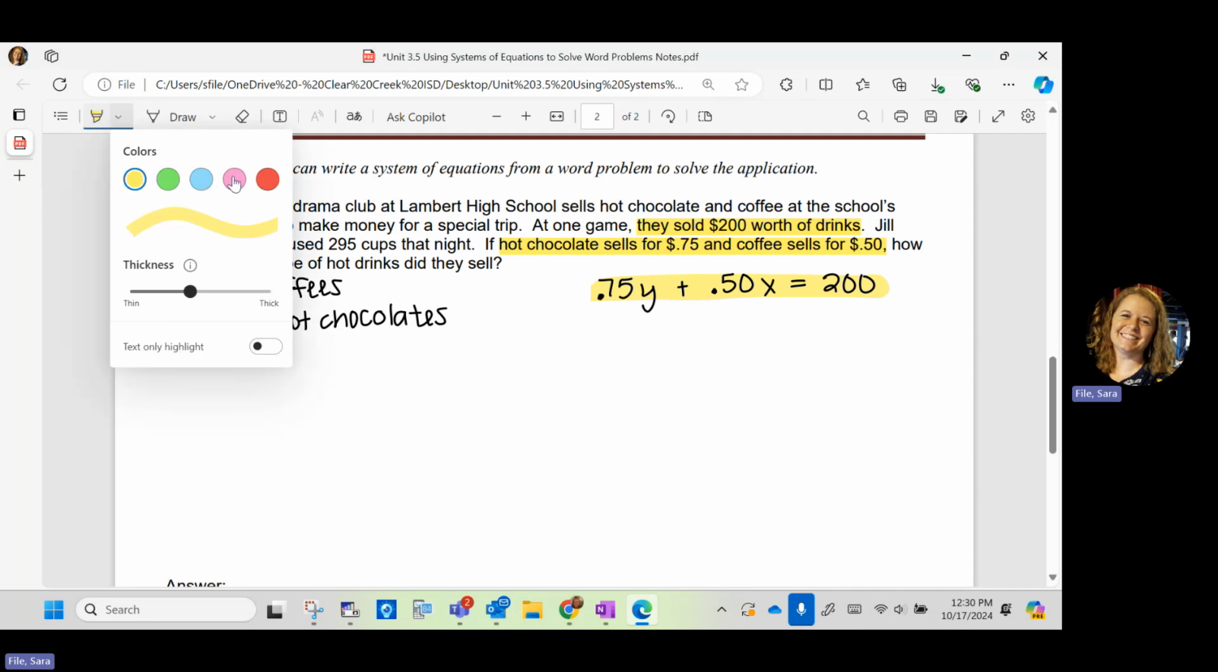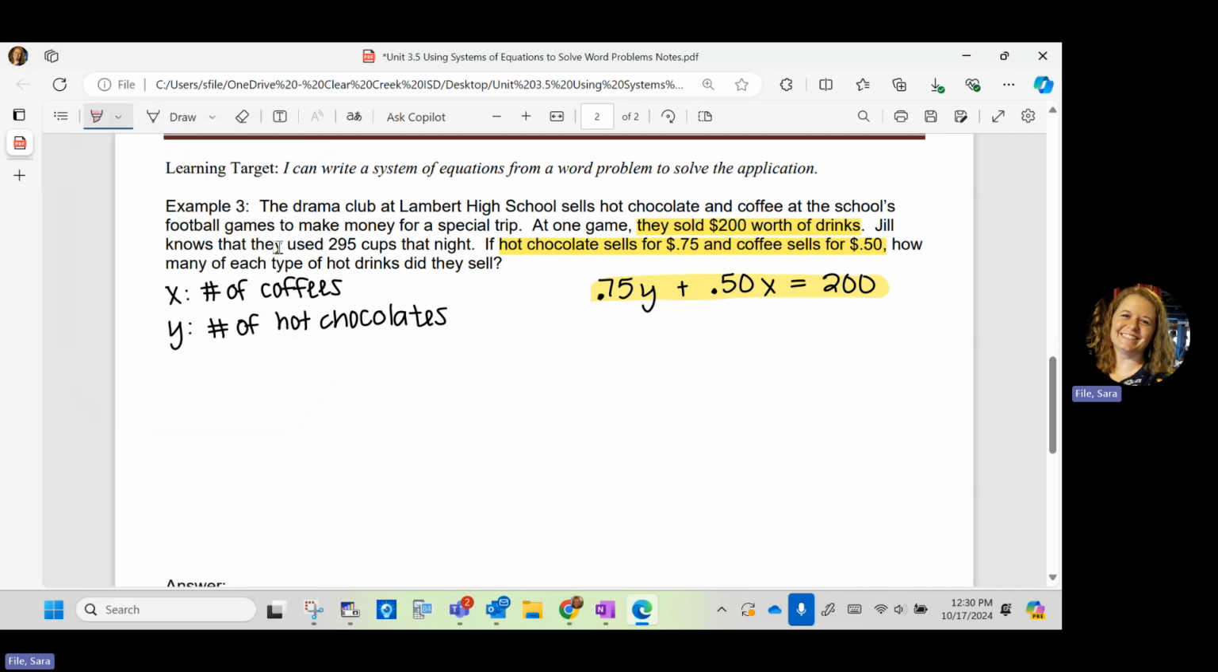Then they told us that they used 295 cups that night. So that's the total number of drinks that they bought, or sold, I should say. So the total number of coffees, and I'm going to rewrite this, hang on, because I put Y before X there, the way that I wrote that. So I'm going to do Y before X here so they're lined up. But the coffees and hot chocolates together, there was a total of 295 of them. That's how many drinks were sold.